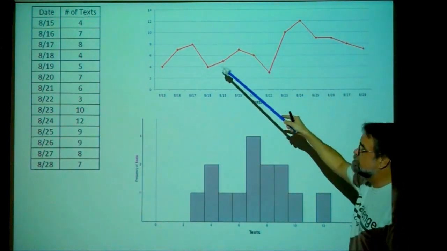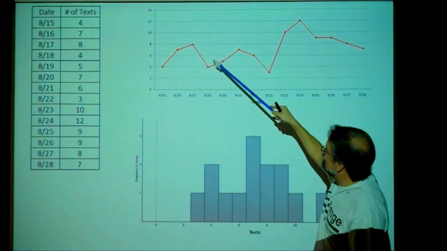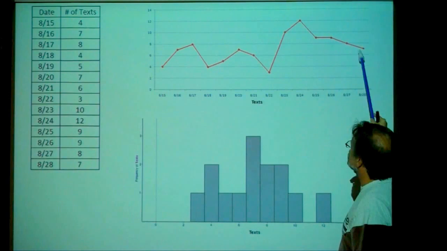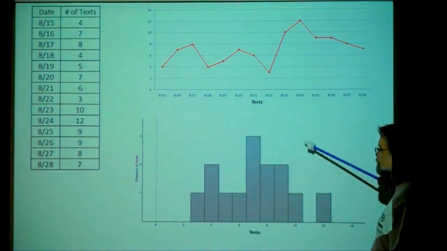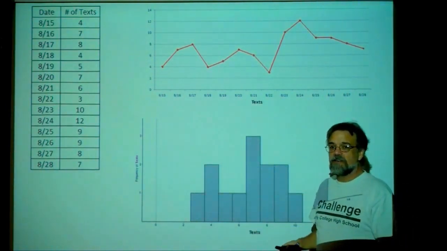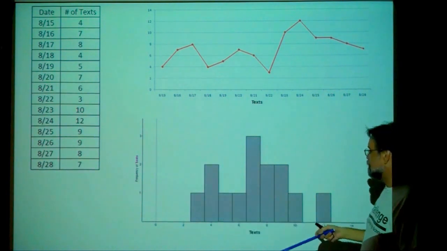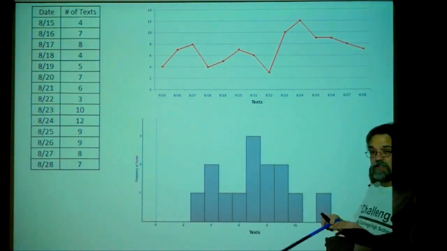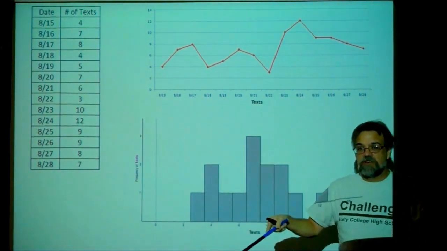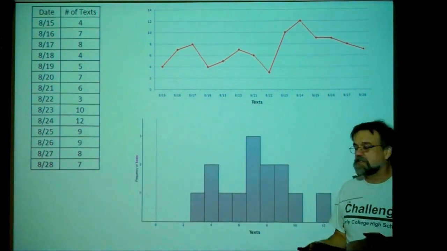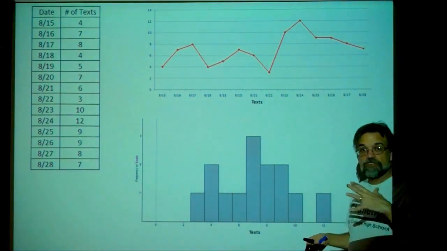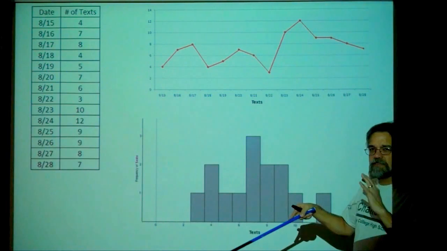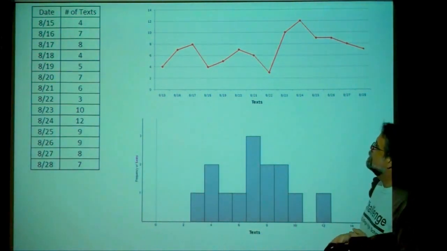So the time plot can show you different changes that are happening over time, and that's something that a histogram is not going to tell you. But a histogram is going to be very good in showing you the center, the spread, what's the minimum, the maximum of the number of texts I'm sending, the general shape of the data. So it's showing you 2 very different things.